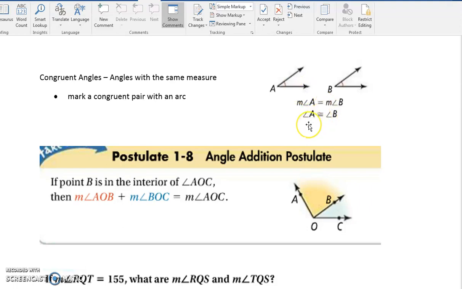But if all we're worried about is that the shapes are congruent, we use that congruent symbol again, and we just use the symbolism for a normal angle. Maybe one thing to take away is that if you want to show the shapes are the same, you just put a little arc there.